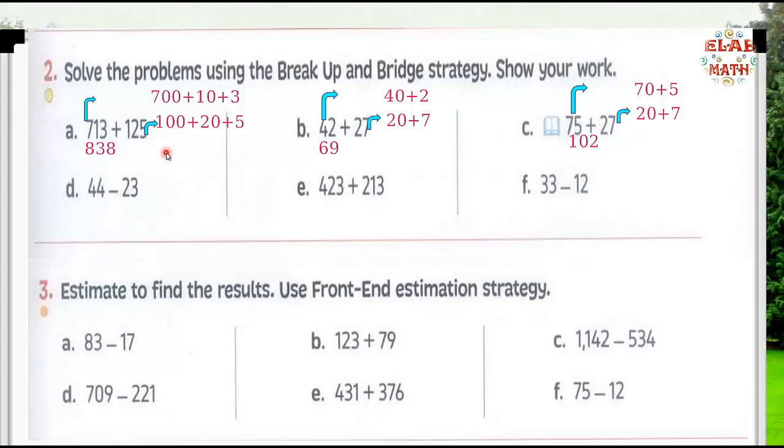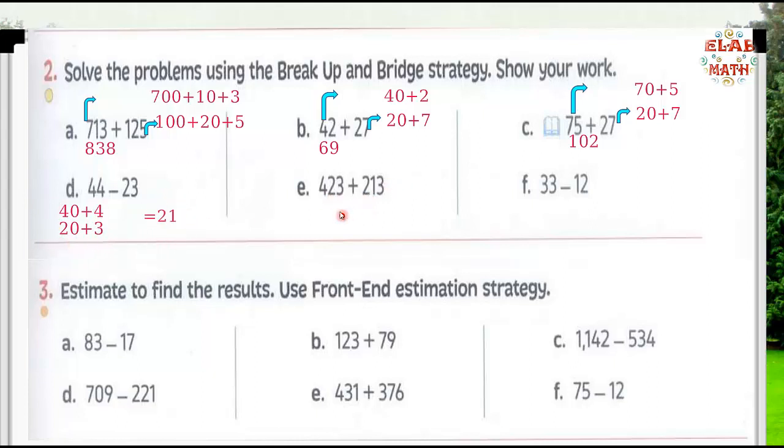You can use the same strategy, breakup and bridge. Here 44, it will be 40 plus 4. 23, it will be 20 plus 3. Subtract ones with ones, tens with tens. 4 minus 3 is 1. 40 minus 20 is 20, 21.